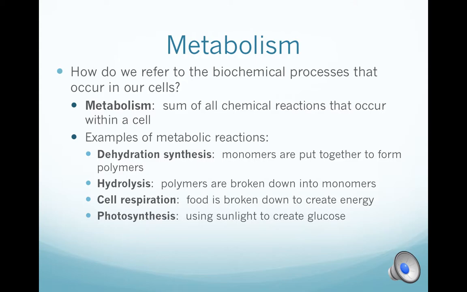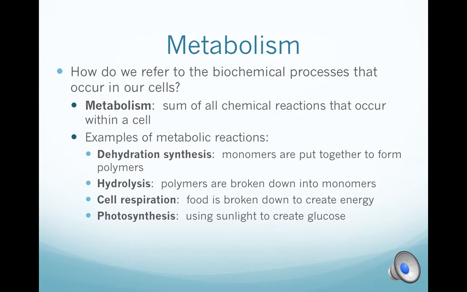When we talk about chemical reactions in the body, we refer to the chemical reactions as metabolism. These are biochemical processes that happen in our cells, bio meaning life, chemical referring to chemical reactions, and the processes are of course the reactions themselves. Metabolism includes lots of different types of reactions. For example, dehydration synthesis, which occurs when monomers are put together to form polymers. We also have hydrolysis. Hydrolysis means that polymers are broken down into their constituent monomers. For example, proteins that are no longer needed are broken down into amino acids.